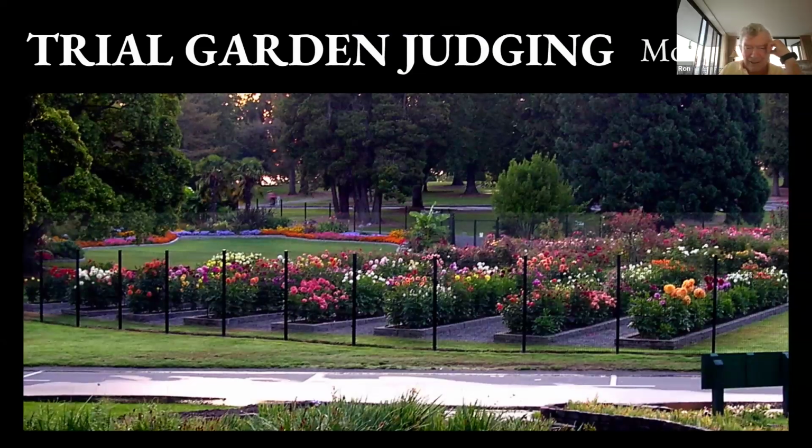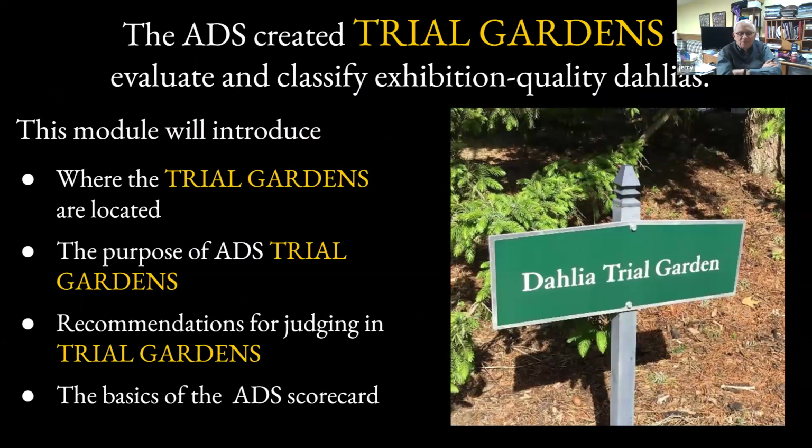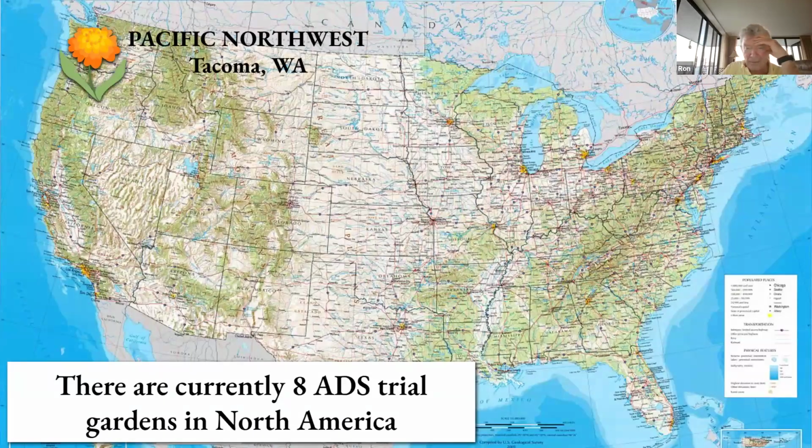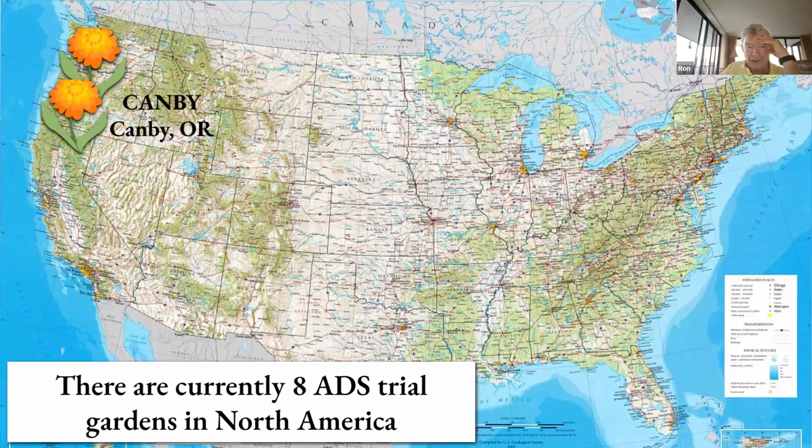Okay, that's out at Portland. That's a beautiful, beautiful trial garden. Trial gardens were created to provide a basis for general determination of the quality of the entries. And they're kind of spread all over the country. That's the Tacoma one we were just looking at.